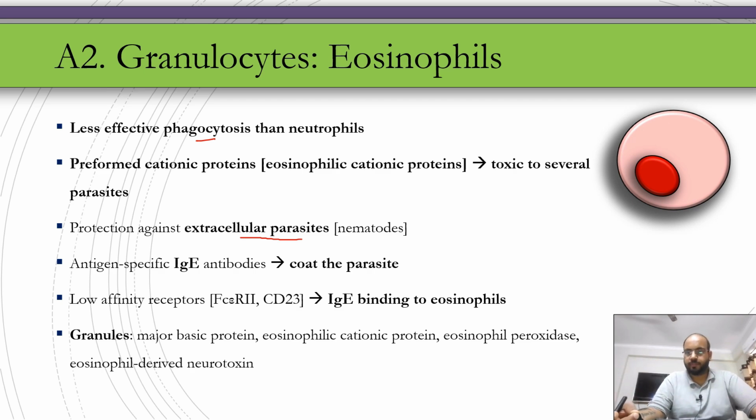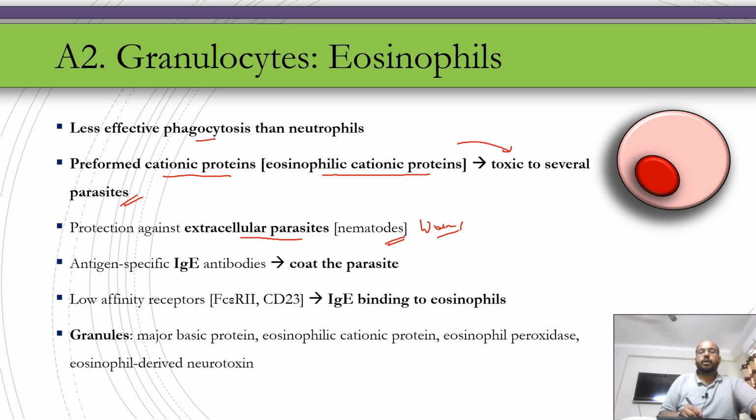You call eosinophils. Eosinophils have preformed, meaning they have already formed, cationic proteins, for example, eosinophilic cationic proteins, and these proteins are toxic to several parasites. That is how eosinophils protect against extracellular parasites, namely nematodes, which are worms.